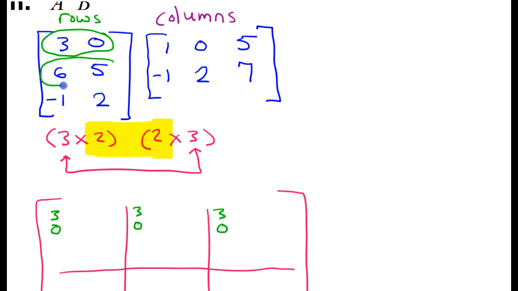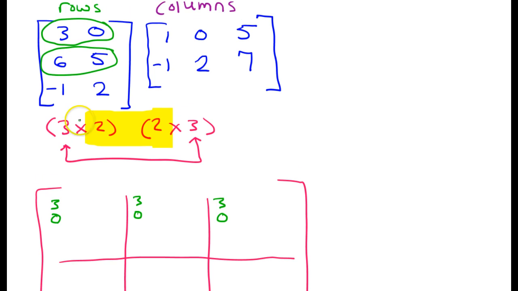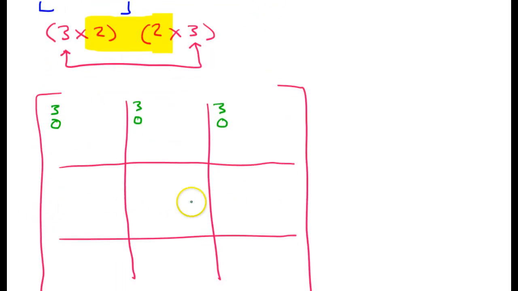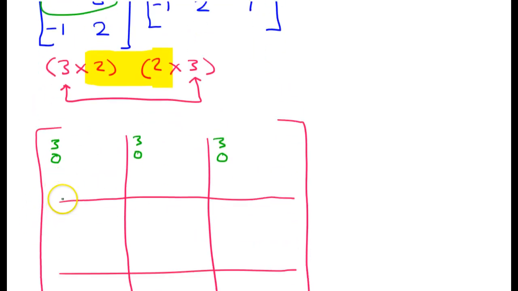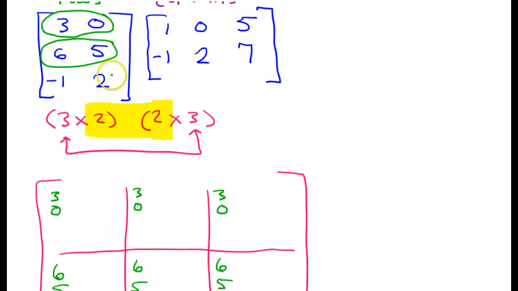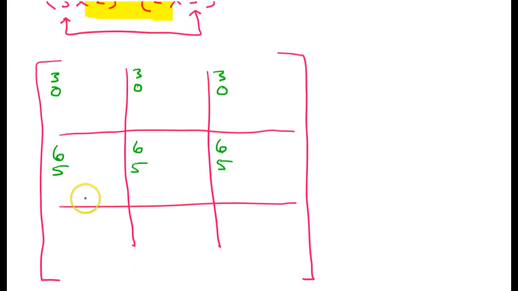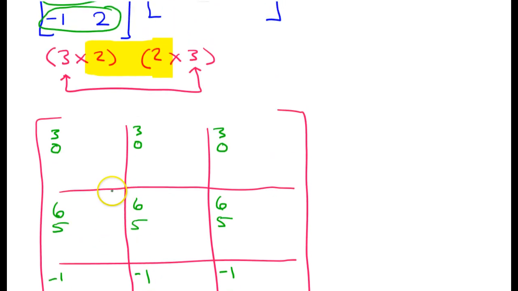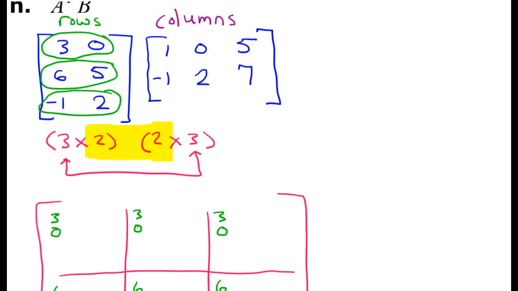So now I've got row 2, 6, and 5. So row 2 goes throughout row 2 of my answer. So I'm going to have 6 and 5, 6 and 5, 6 and 5. Row 2 goes throughout row 2. Okay, and finally row 3, negative 1, 2. Row 3 goes across row 3. So I will have negative 1, 2, negative 1, 2, negative 1, 2. So that's it for the rows.